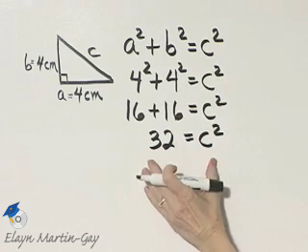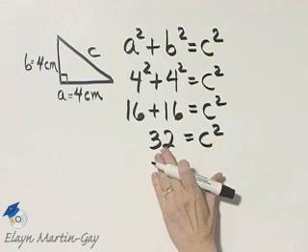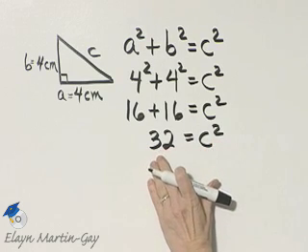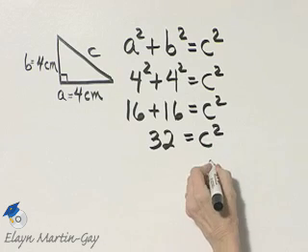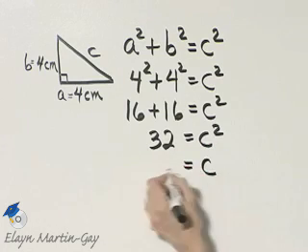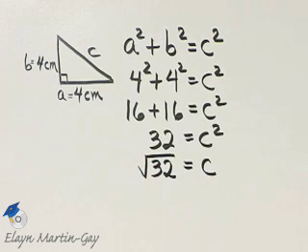Now here is where we just use a little bit of our knowledge. If some number squared is 32, and we're dealing with lengths here, then that number itself must be the square root of 32. So the length of the hypotenuse is exactly the square root of 32 centimeters.